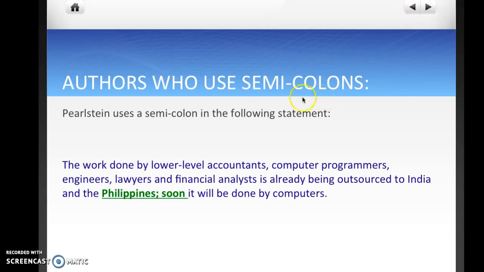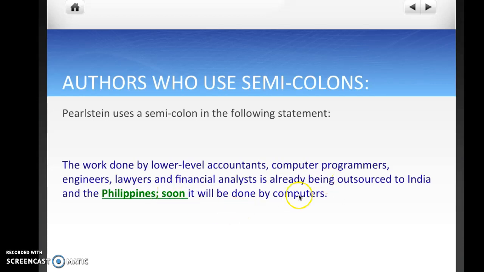So authors who also use semicolons, there weren't too many. It was actually really hard to find. They tend to write just using plain periods at the end of their sentences. And so this one came from Perlstein, and he said, the work done by lower level accountants, computer programmers, engineers, lawyers, and financial analysts is already being outsourced to India and the Philippines; soon it will be done by computers.